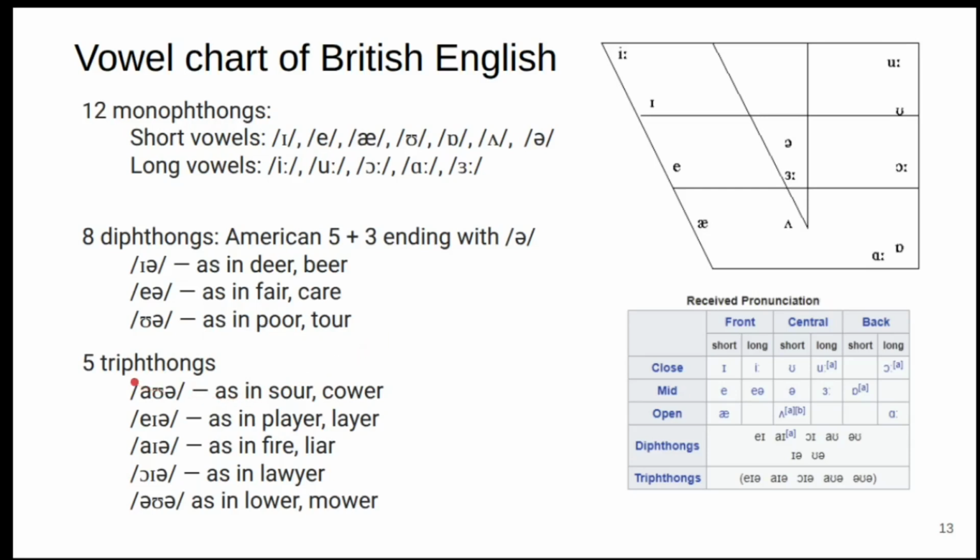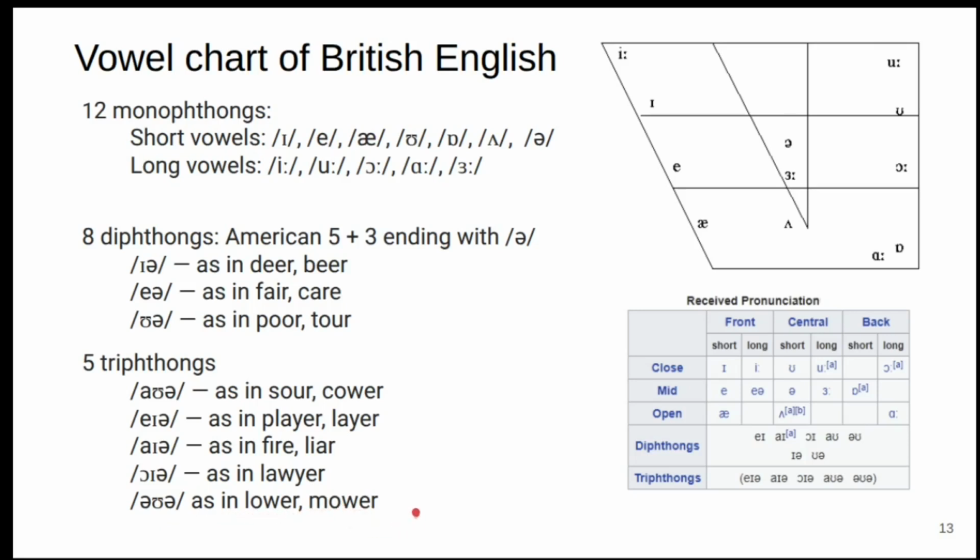And these are British English triphthongs, that is, 3 vowel sounds in a row within one syllable. Hour, as in sour, cower. Ayer, as in player, layer. Ire, as in fire, liar. Oyer, as in lawyer. Ower, as in lower, mower.